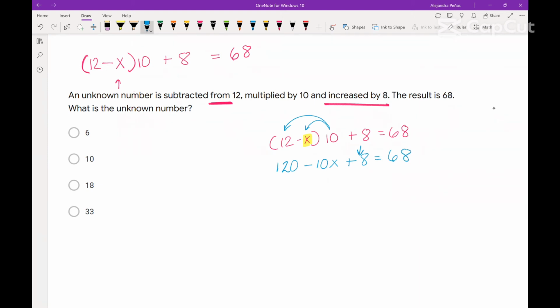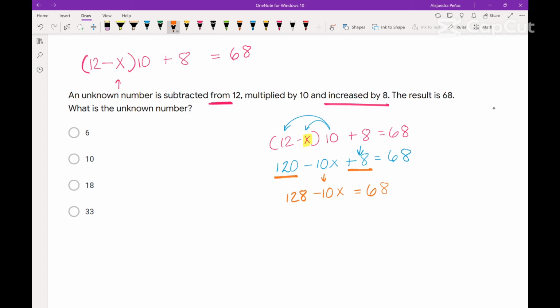Now that you've gotten rid of the parentheses, you want to do what's called combining like terms, which means you want to put together any terms that either have the same variable with the same exponent or they don't have variables at all. In this case, my like terms are going to be 120 and 8 because they don't have variables. So 120 plus 8 is going to be 128. I didn't do anything to the 10x, so it's going to be minus 10x equals 68.